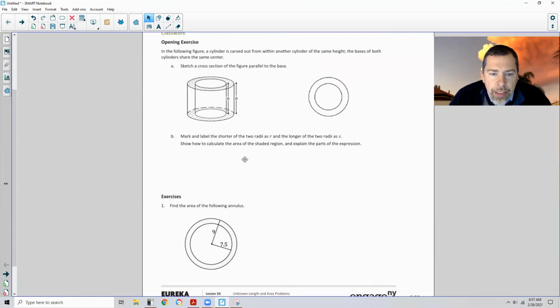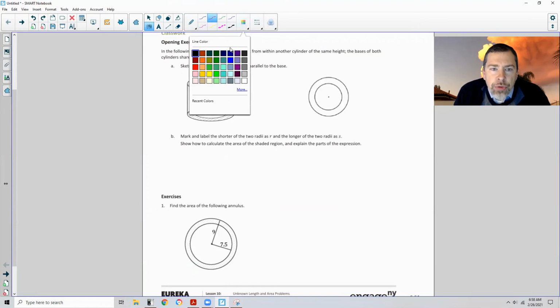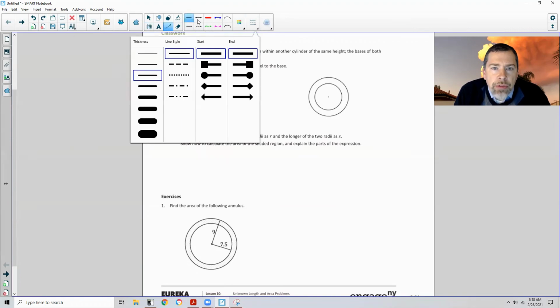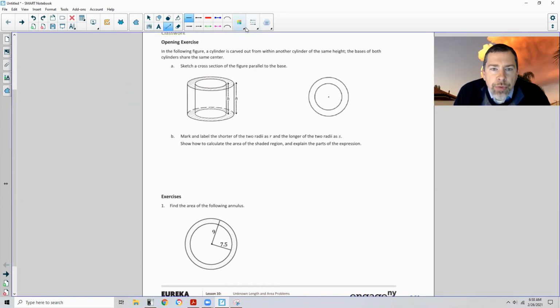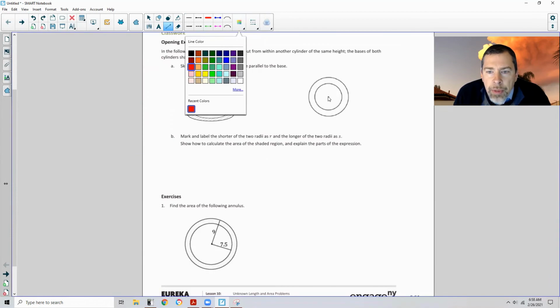B says, mark and label the shorter of the two radii as R and the longer of the two radii as S. Okay, so the first thing I want to do in that situation is, first of all, we want to have a point pretty close to the center. I'd say like right there. Okay, there's my center. So then if I drew a radius, now let me do my straight segment. Obviously, you're going to use a ruler. Okay, but with my program, I don't need a ruler.